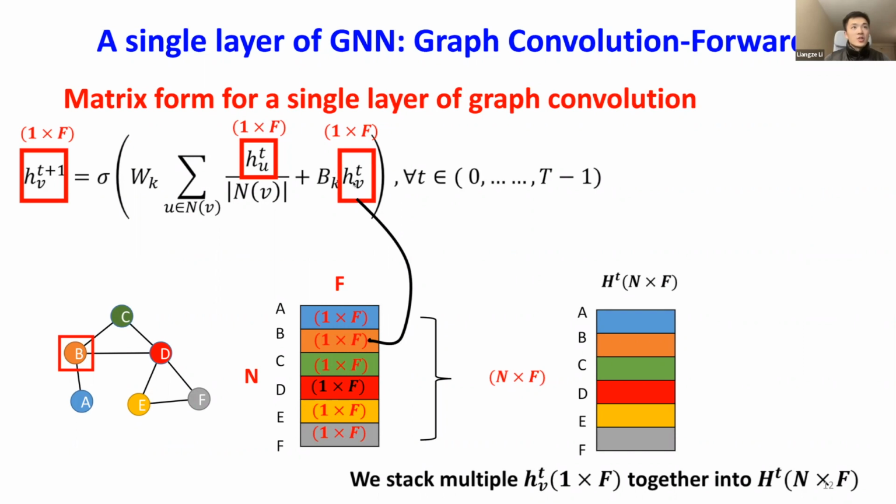So h of v of t, that I'm putting my mouse over, means the representation of the node v at time t, right? So this is telling us that in order to compute the next time step representation of the node v, we need to use this formula, right? And then this middle term here, h of u of t, is just the representation of u at time t.